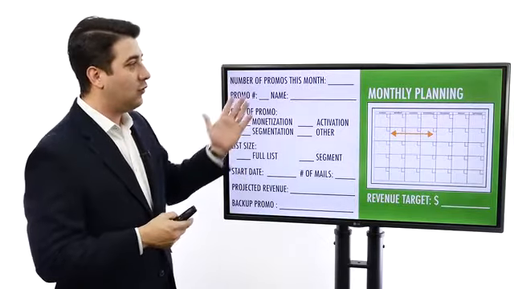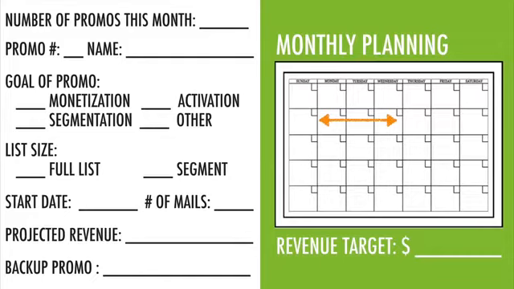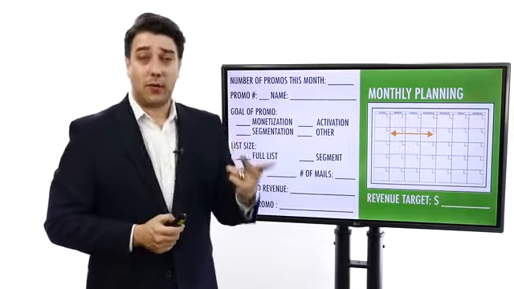So here's where we're going to break down the monthly planning. We're going to start with this simple worksheet. How many promos are you going to send this month? Not how many emails, how many promos. Are we going to send 4 promotions this month? Are we only going to send 2?